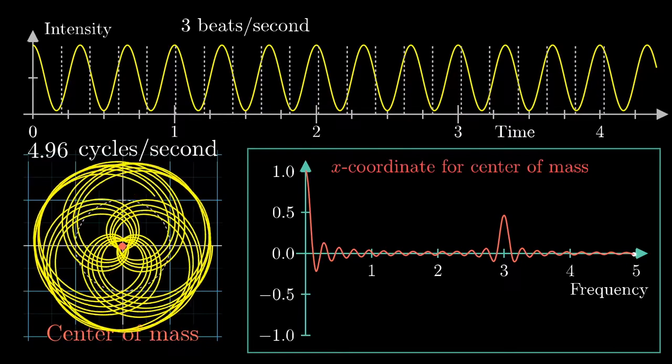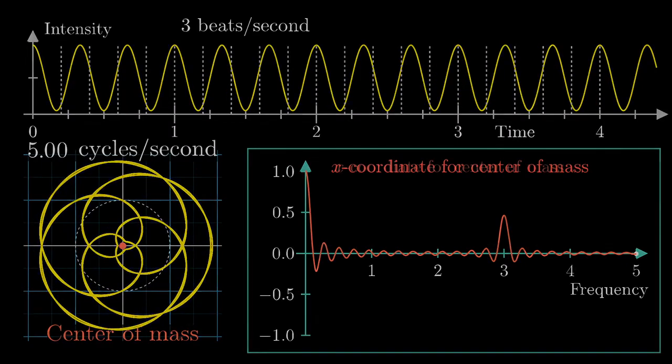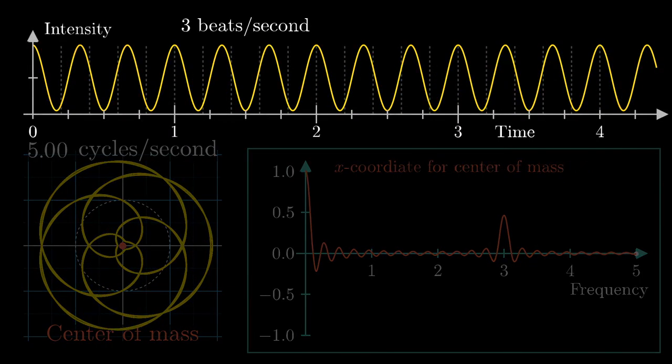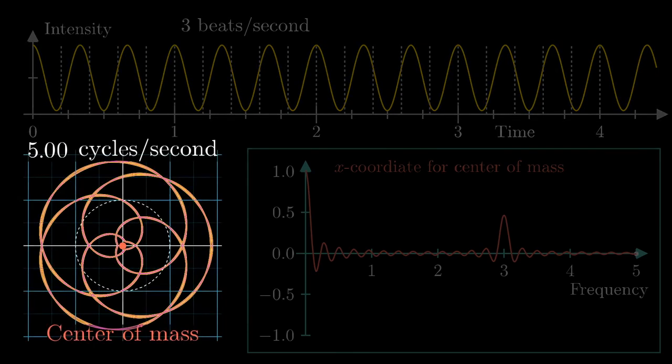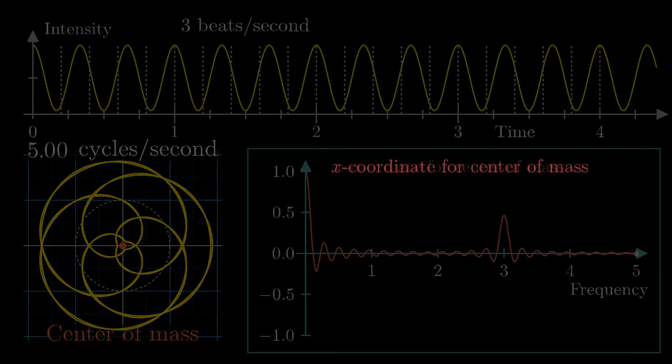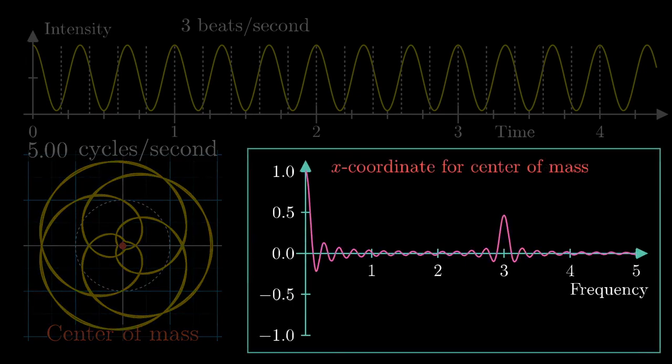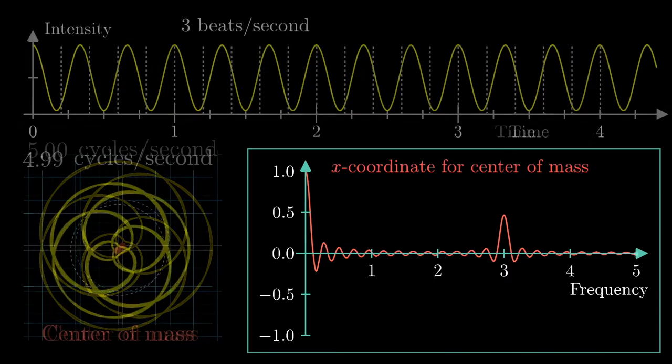This right here is the central construct, so let's sum up what we have so far. We have that original intensity versus time graph, and then we have the wound up version of that in some two-dimensional plane. And then, as a third thing, we have a plot for how the winding frequency influences the center of mass of that graph.